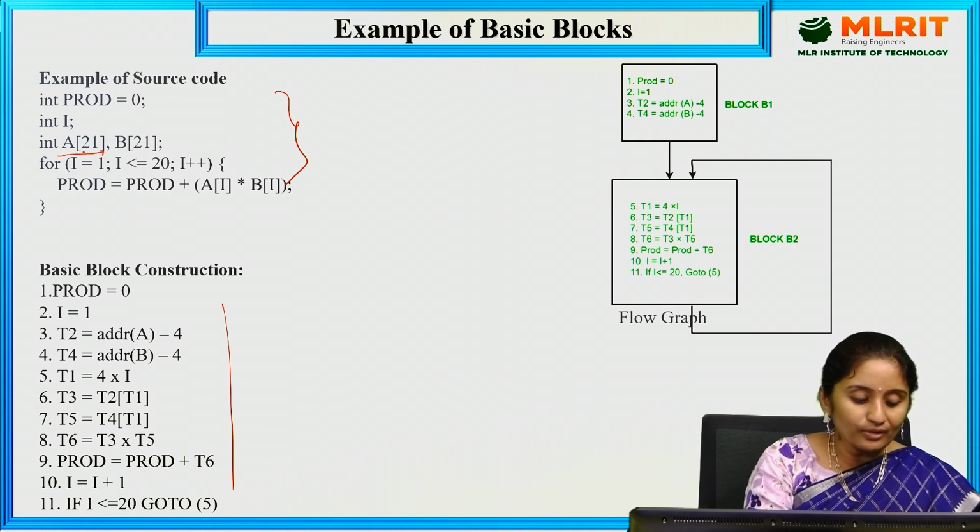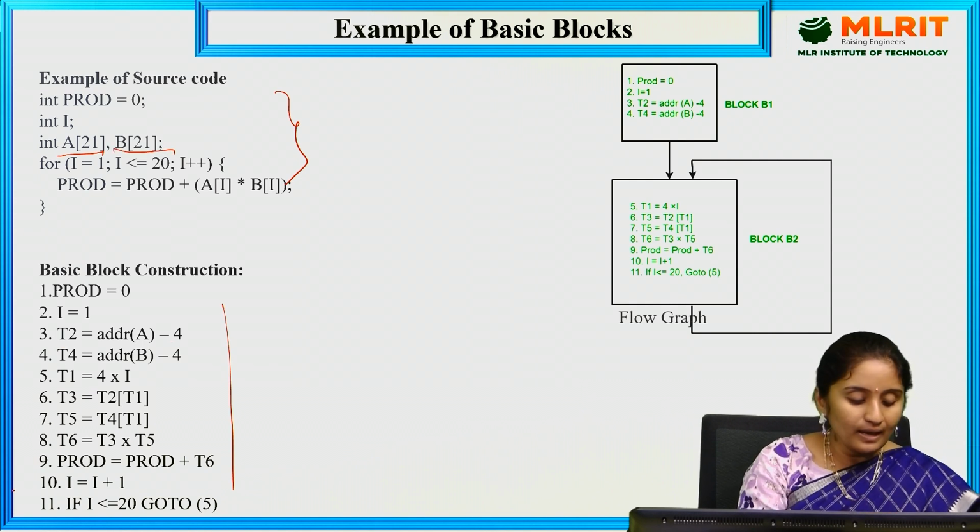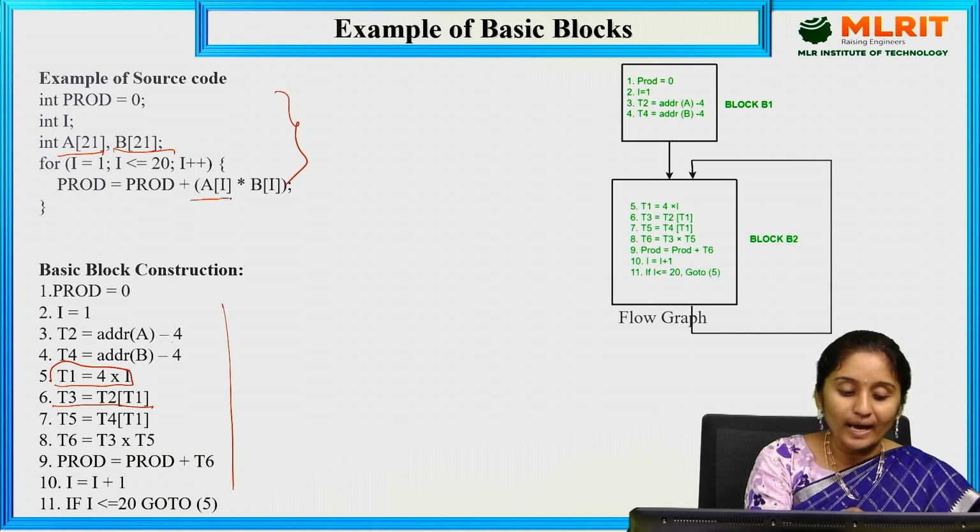So A of I is present in T2, and T4 holds the B array, and next T1 is 4 into I. The next one is T3 equal to T2 of T1, so A of I is there. Here T2 is my array name A, and I am having the address 4 into I. I is which data type? Integer data type. Integer size is 4 bytes, so that is 4 into I.